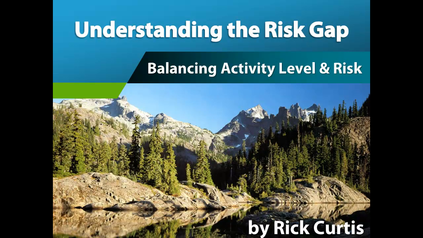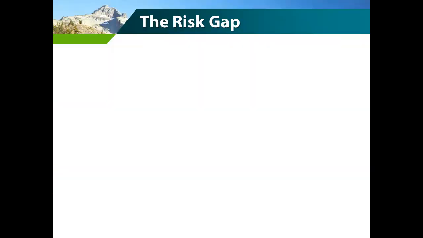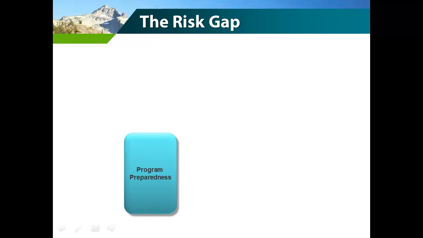Today's video is Understanding the Risk Gap, Balancing Activity Level and Risk in Your Outdoor Program. Let's take a look at the concept of the risk gap. As you know, there's always some level of risk in outdoor programming. Your goal as a program manager is to find an appropriate level of risk that balances your program goals and objectives with your program preparedness.